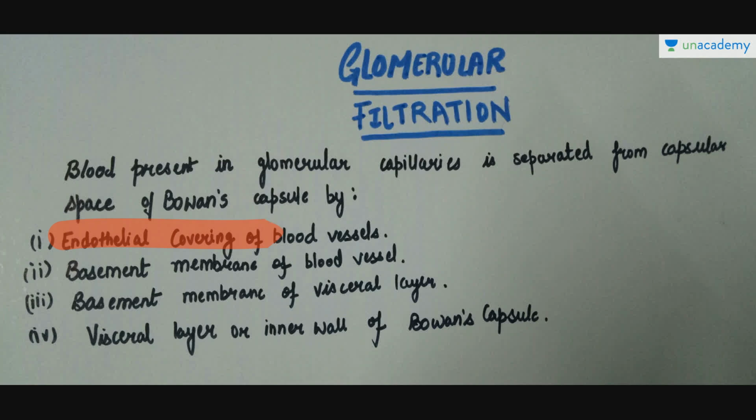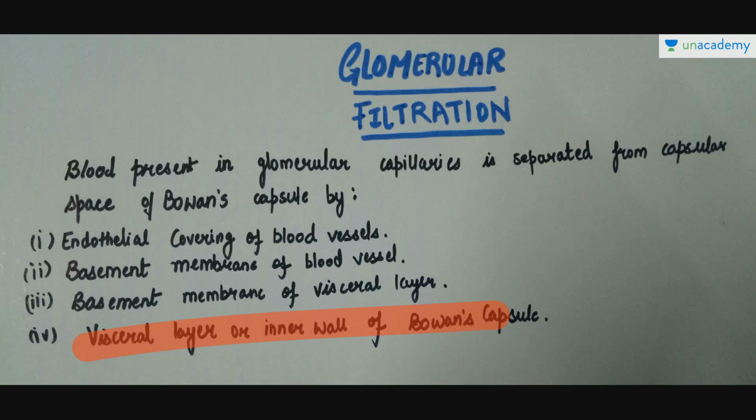Now what are the separations between the Bowman's capsule and the glomerulus? They are the endothelial covering of the blood vessels, the basement membrane of the blood vessels, the basement membrane of the visceral layer, and the visceral layer or the inner wall of the Bowman's capsule. So basically the cells of the Bowman's capsule.